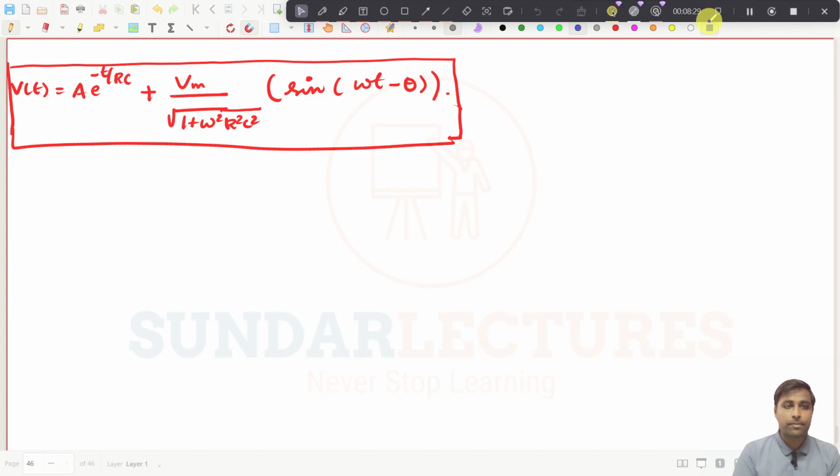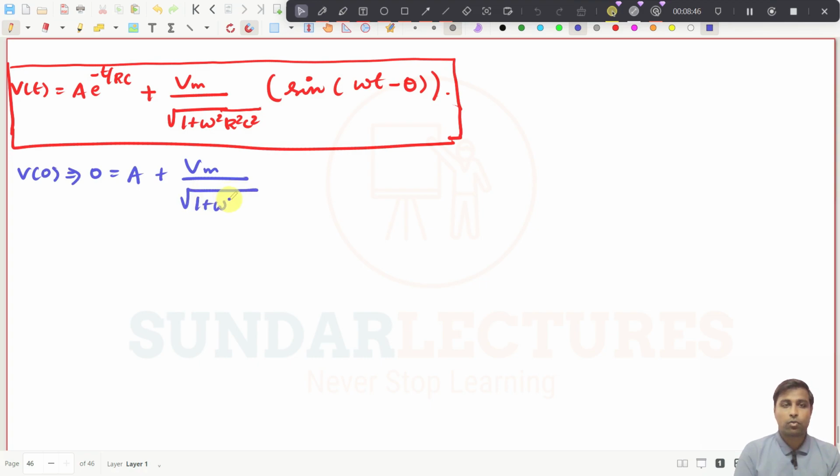We have to substitute V of 0, that is 0, which should be equal to, if we put 0 here, e power 0, that value is 1, so it will be A plus Vm divided by square root of 1 plus omega square R square C square into sine of, if you put 0, this whole term becomes 0, so it will be minus theta. So this value will be A minus this value, right? Sine of minus theta can be written as what?